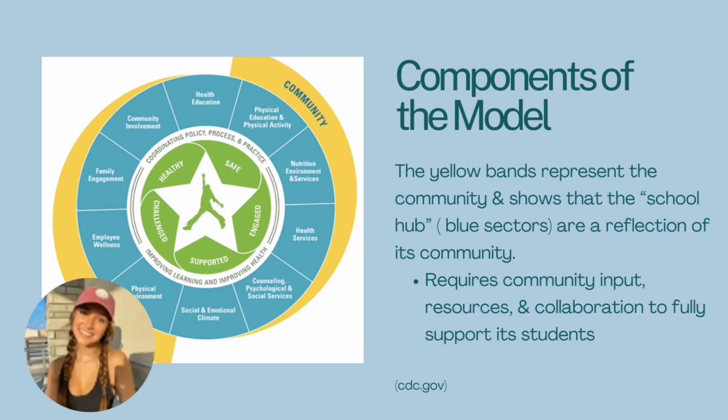The last component of the WSCC model that we're going to be looking at are the yellow bands labeled community. These yellow bands represent the community, and it shows that the school hub, our blue sectors, are a reflection of its community. This means that our blue hubs, as well as our student, the whole student, require community input, resources, and collaboration to fully support its students. This model helps to show us that our school education is a direct reflection of our community.